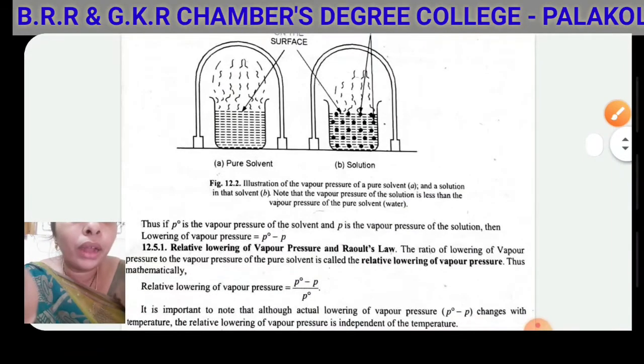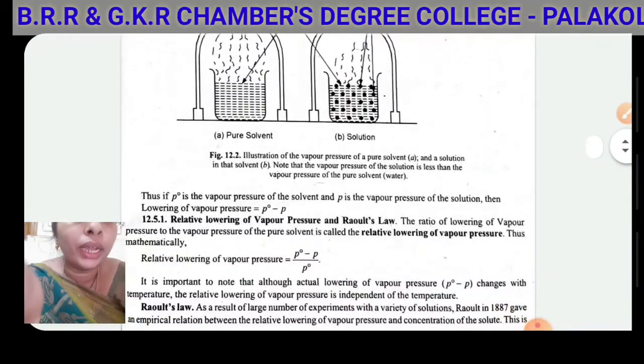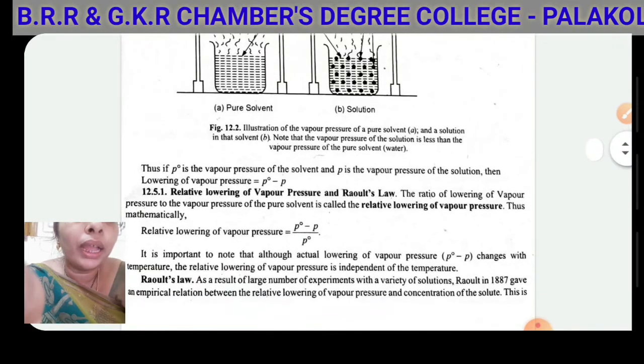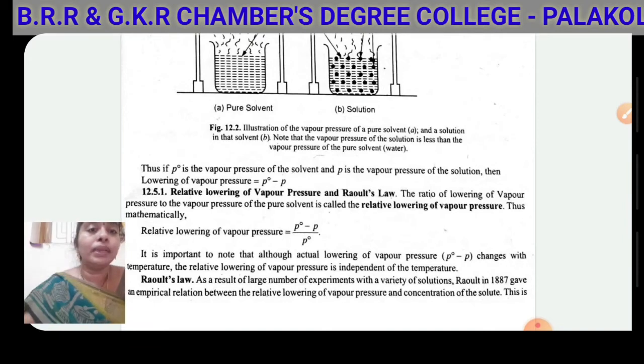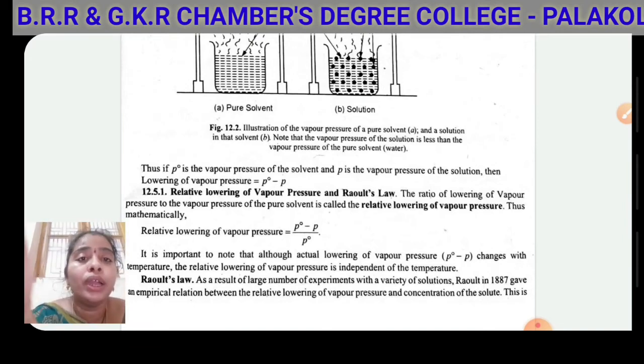Thus P0 is the vapor pressure of the solvent and P is the vapor pressure of the solution. Then lowering of vapor pressure equals P0 minus P. That is relative lowering of vapor pressure and Raoult's law. According to Raoult's law, the ratio of the lowering of vapor pressure to the vapor pressure of the pure solvent is called relative lowering of vapor pressure. Thus mathematically, relative lowering of vapor pressure equals (P0 minus P) by P0.